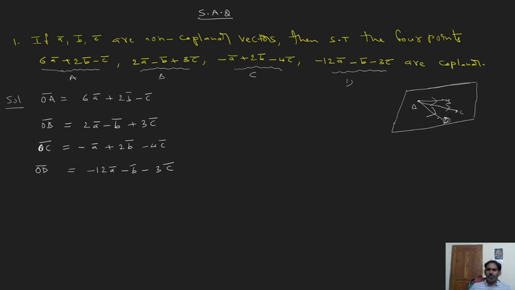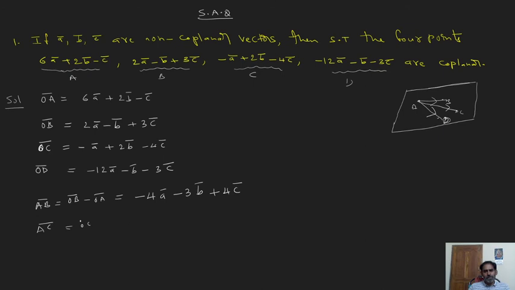I am going to find out what? AB bar. How to find AB bar? You know, in terms of O, it is OB minus OA. This is AB bar. So OB minus OA: 2A minus 6A is minus 4A. Next, minus B minus 2B is minus 3B. Plus 3C minus or minus plus 4C. This is AB bar.